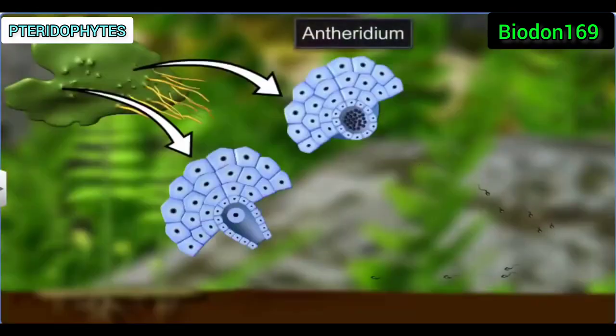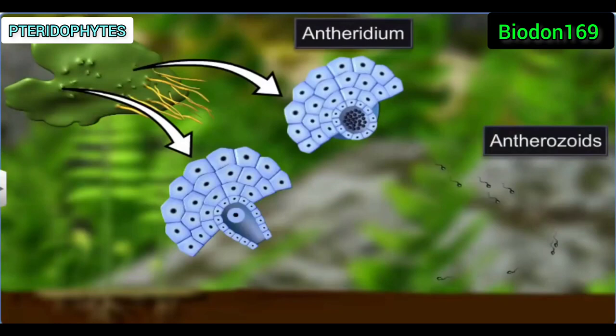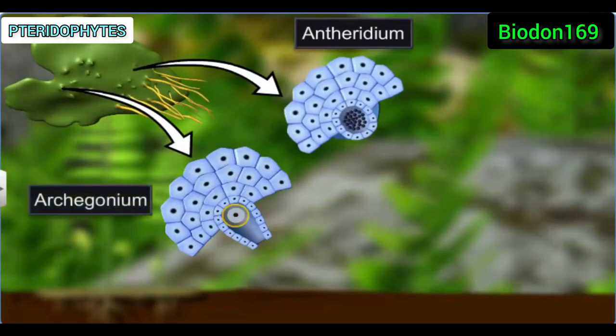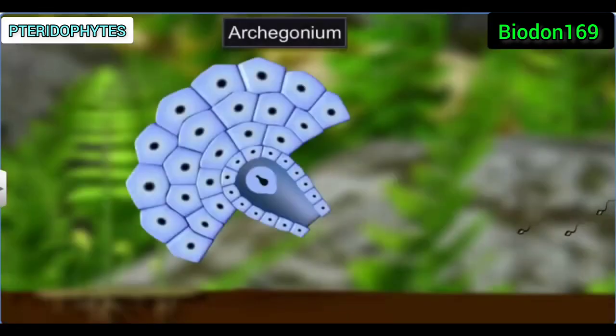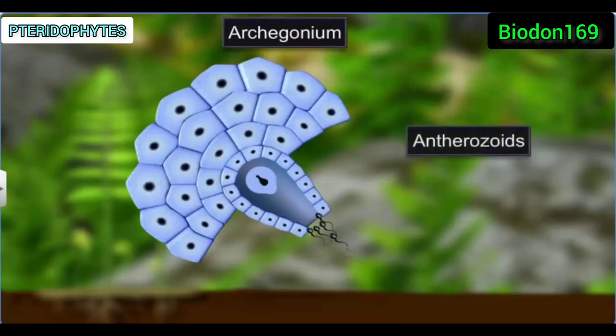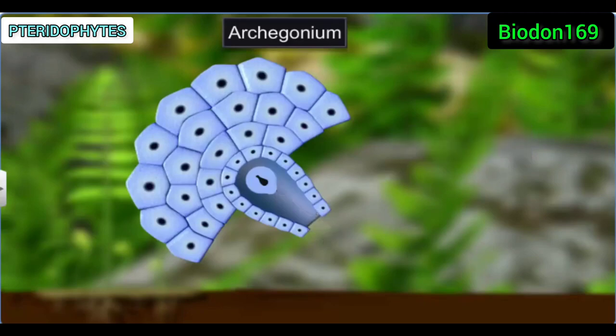The antheridium produces the male gametes called antherozoids, whereas the archegonium produces an egg. When released, antherozoids travel through water and eventually reach the mouth of the archegonium, where each one fuses with an egg to form a zygote.